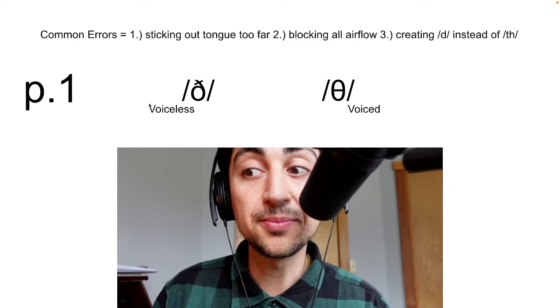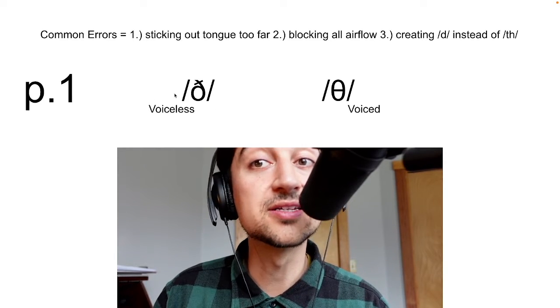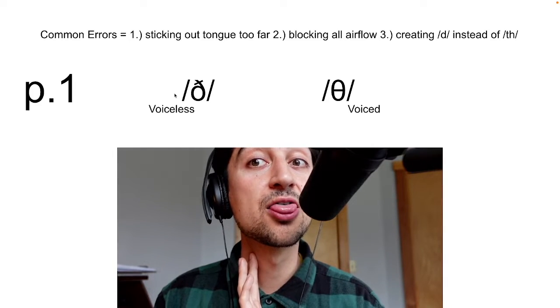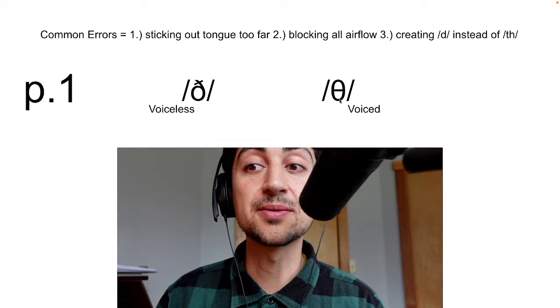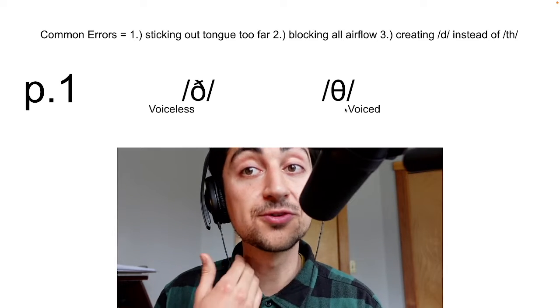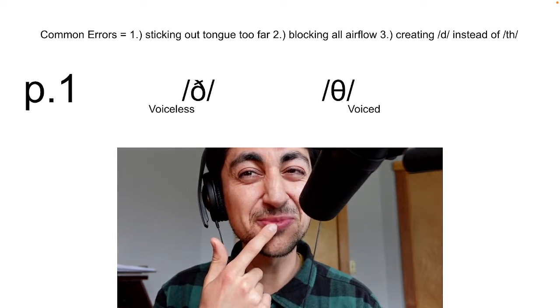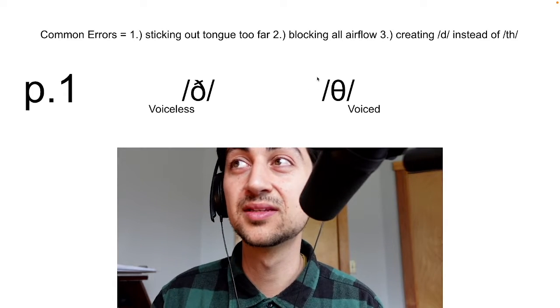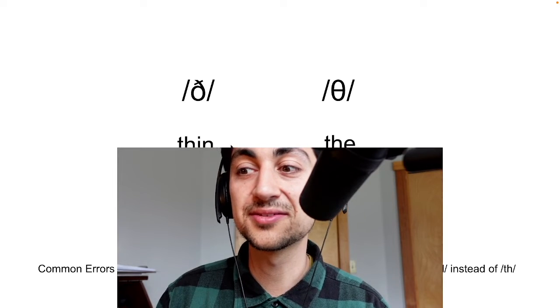For example, the first sound here is a voiceless sound. There's no vibration when I touch my throat. This example here is a voiced sound. You should feel a vibration, and also a vibration up here too, kind of like a buzzing bee a little bit. Let's look at some examples.